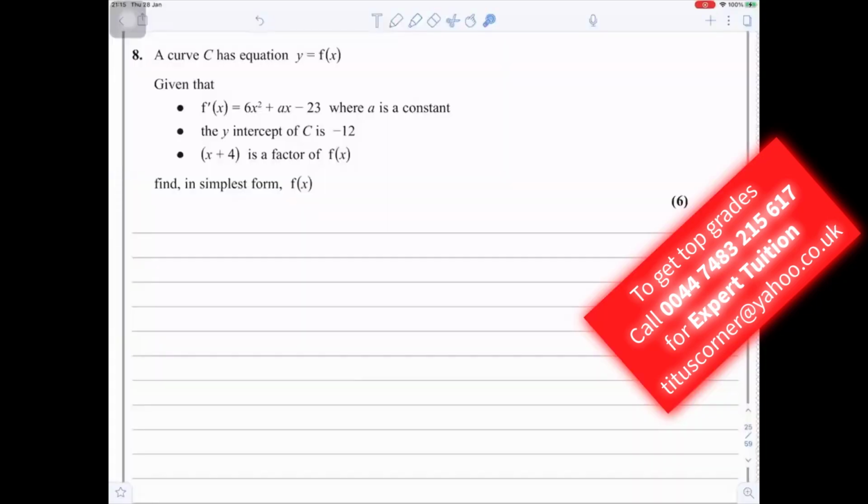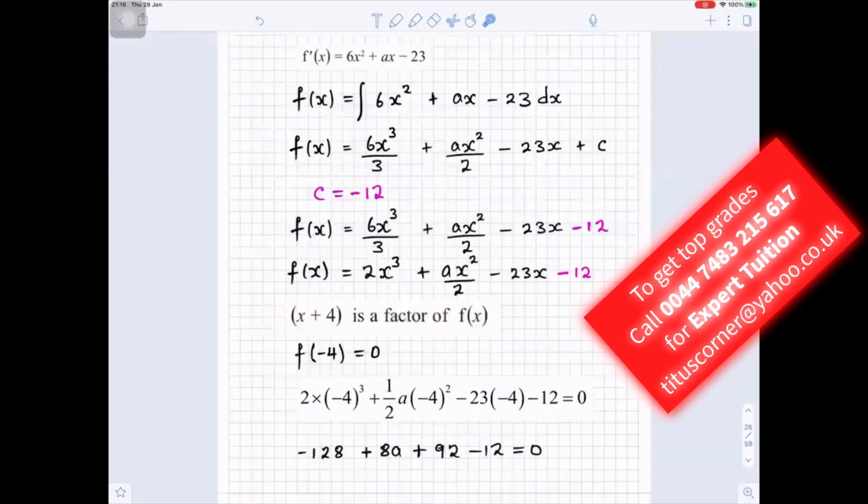A curve C has equation y equals f of x. Given that f dash of x is equal to 6x squared plus ax minus 23, where a is a constant, the y-intercept of C is minus 12. X plus 4 is a factor of f of x. Find in simplest form f of x. So we know what f dash of x is.